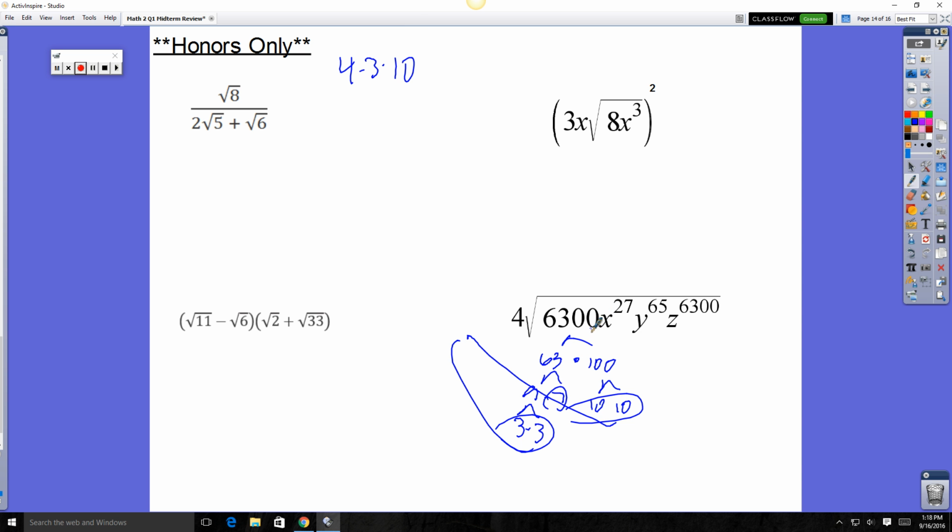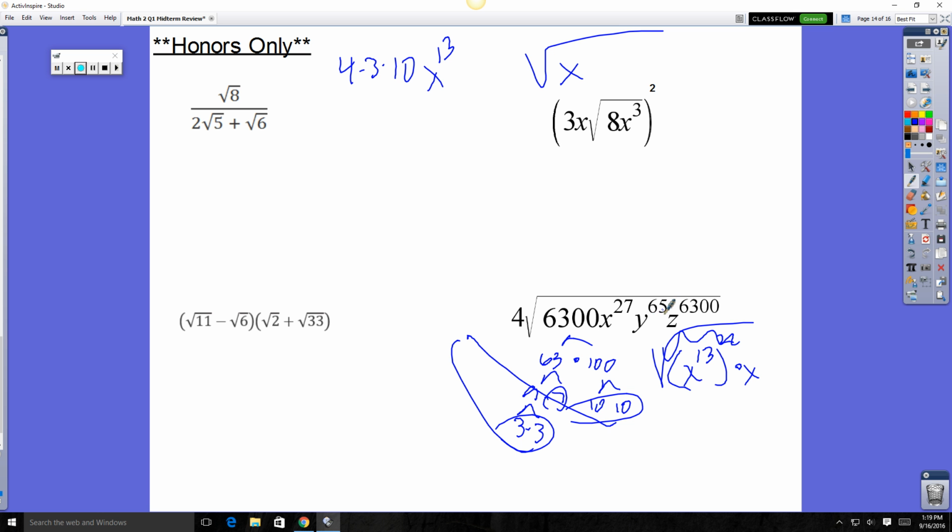Now, let's do the x's. You've got 27 of them. 27 x's. How many squares are in there? You're going to have 13 squares. Okay, 13 squares is 26, and you're going to have 1 left over. So this square root is going to undo this square, so you have 13 squares coming out, and 1 that stays in.